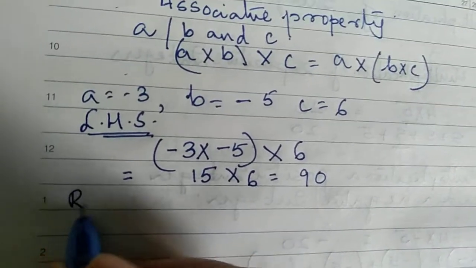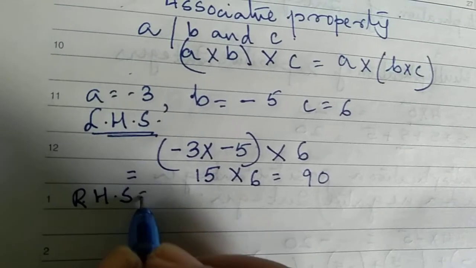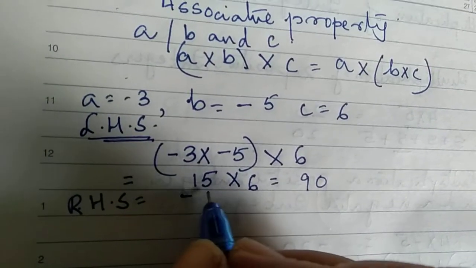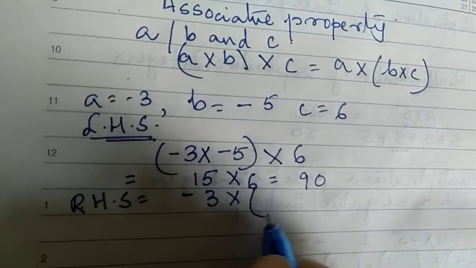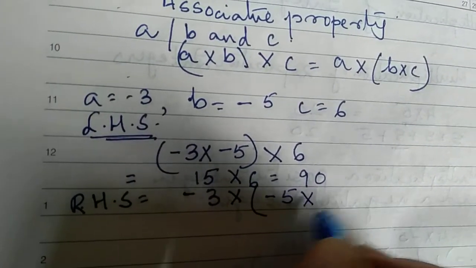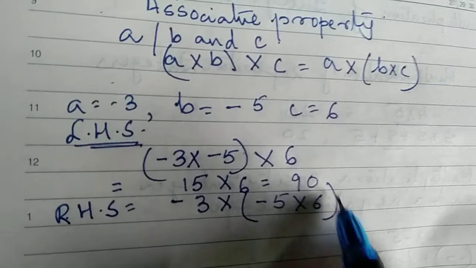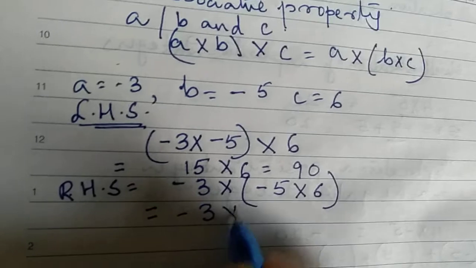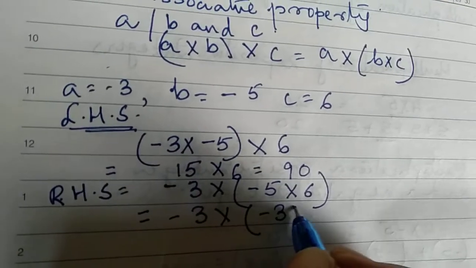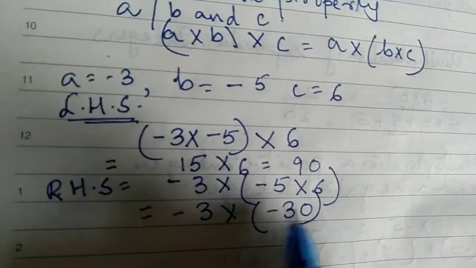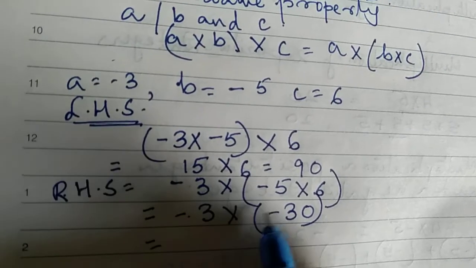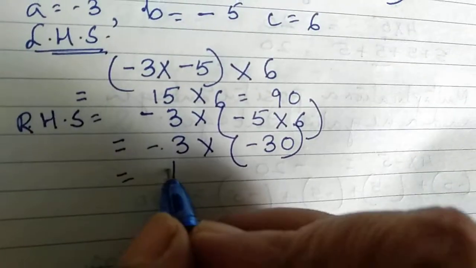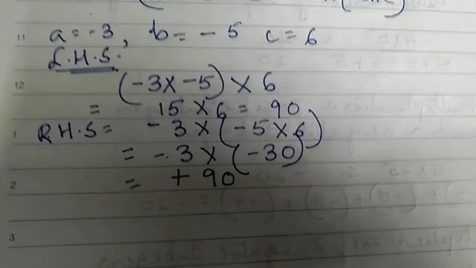The right hand side is a -3 into -5 into 6. So what will I do first? I will always do the part which is there in the bracket first. So it is -3 into -30. So -3 into -30. Minus into minus is plus. We have done that. So it is +90. That means the left hand side is equal to the right hand side. Both the answers are 90.